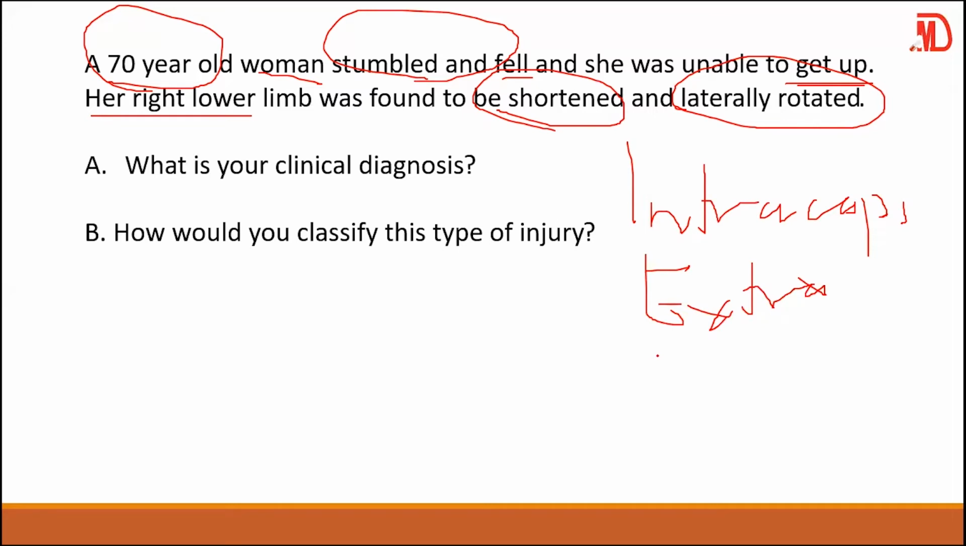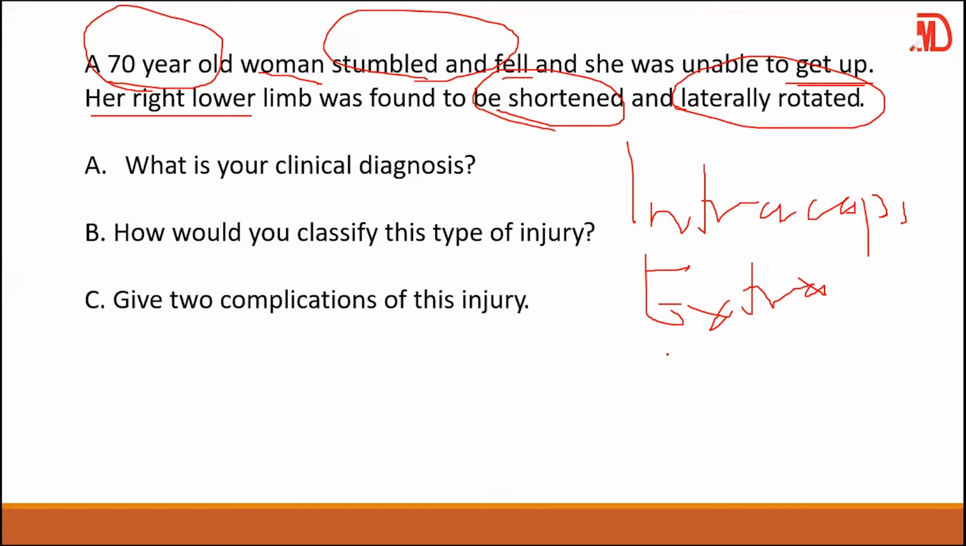So what is found in the intracapsular? You are thinking of subcapital and transcervical neck fractures. Don't worry, I will show you a diagram later on for you to look at what I mean by all these fractures. Then for the extracapsular, you are thinking of the basal neck fracture, pertrochanteric fracture, and then subtrochanteric fracture. I'll show you a diagram, so don't worry. These are the ways you can describe or classify this type of fracture or injury.